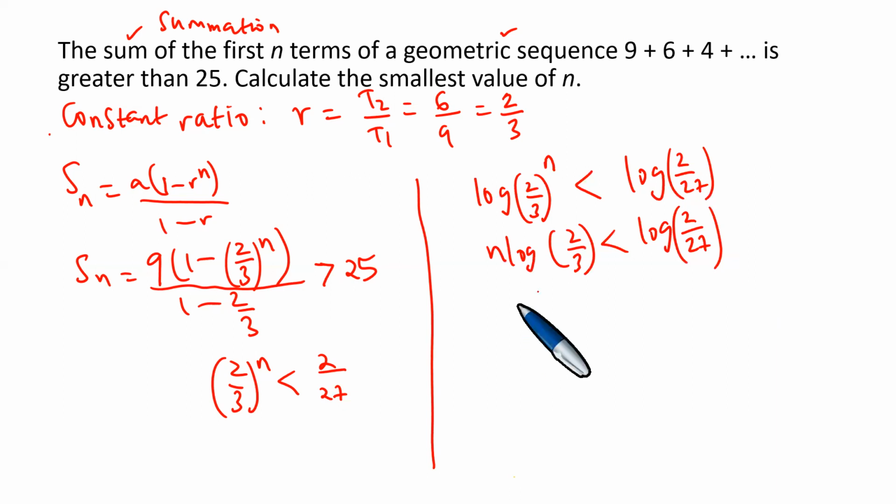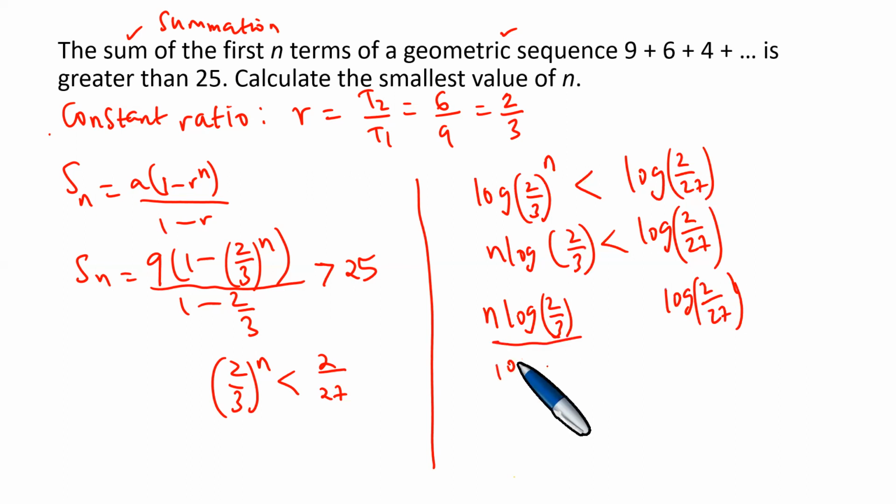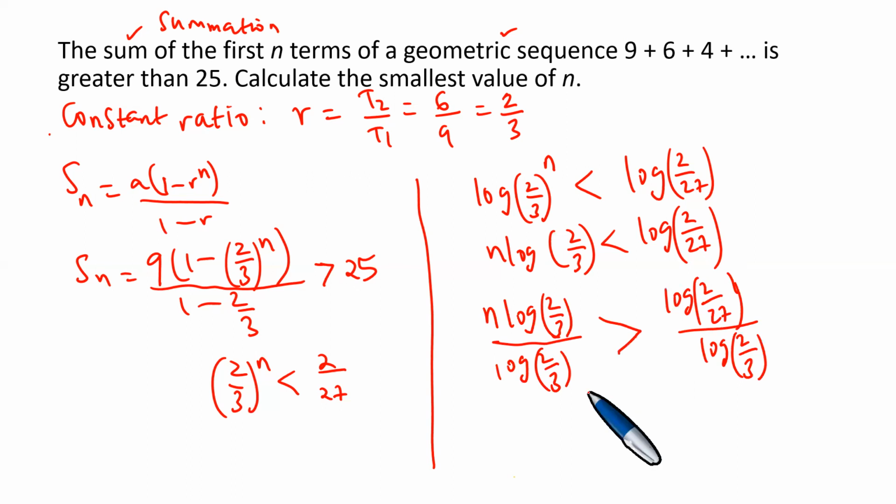So now we need to make n the subject of the equation. So we divide both sides by the log of 2/3. The inequality is going to change direction like this. Okay. Why does it change direction? Because we're dividing by a negative number.